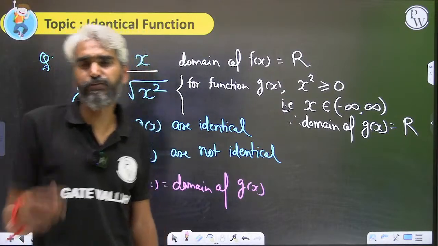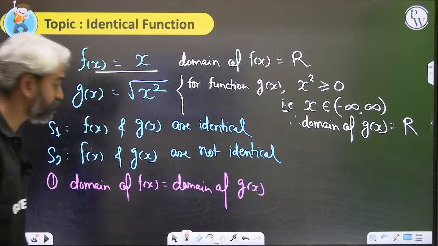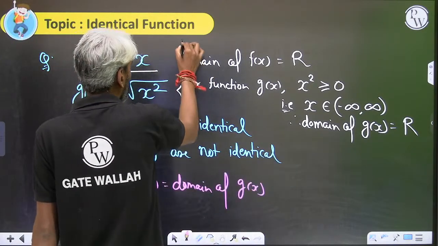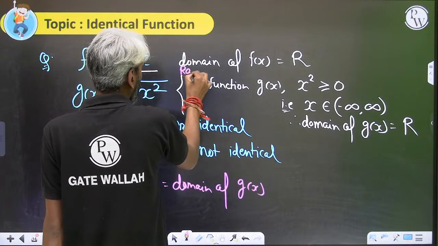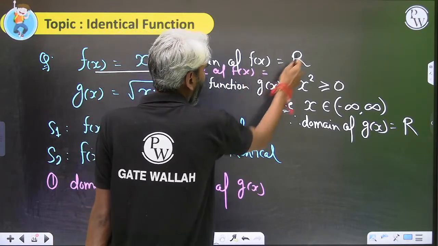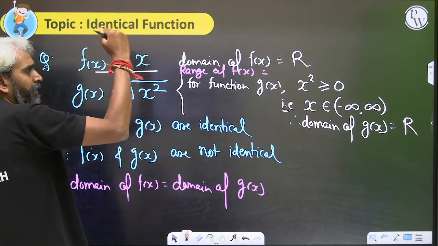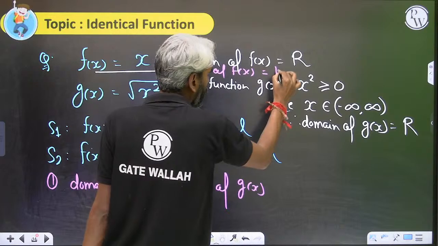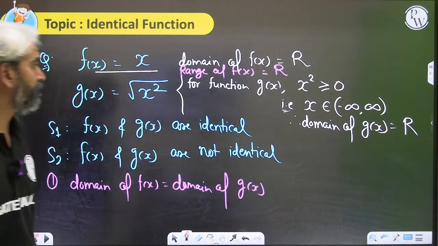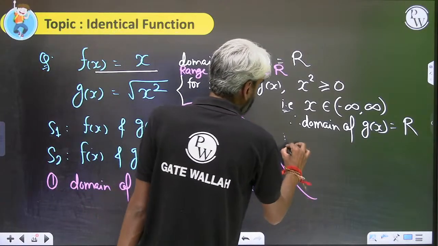Again, you said S1 is the right answer. S1 is not the right answer because the range of the function is not the same. So what is the range of function f(x)? If you pass any real number to this function f, then it will produce the same real number as an output. So the range of function f(x) will be the set of all real numbers. But what will be the range of function g(x)?